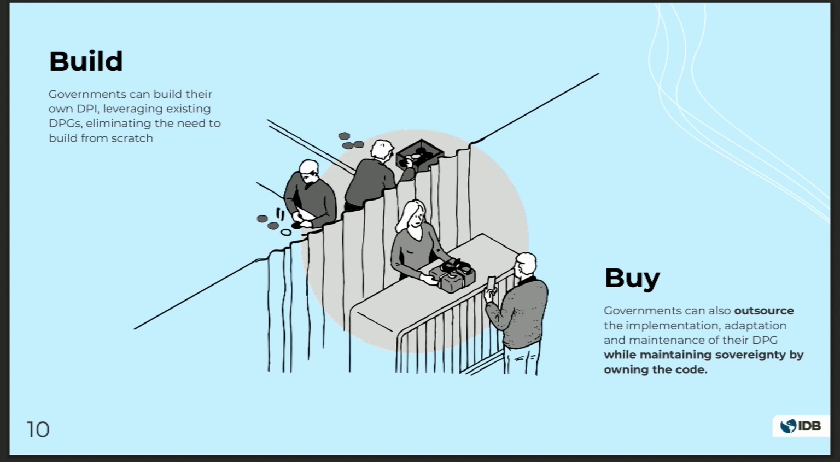The thing is that if the government decides to build now, it doesn't need to build from scratch. There's a lot of open source solutions that you can take advantage of. And if you decide to buy, you can hire a vendor to implement those open source solutions. That way, you will have outside support. You will have a vendor that will implement, adapt, and maintain your open source solution. You don't have to have this capacity in-house, but you're not locked in with a vendor. You still own the code that you have, even if you do not have to maintain it internally.